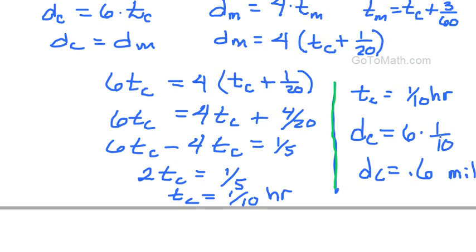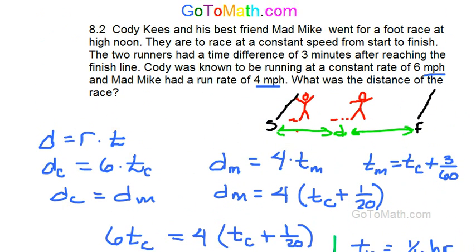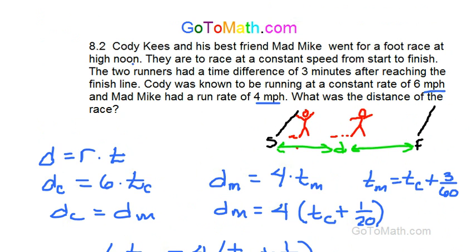And of course, 1/10 of an hour is, if you wanted to convert that into minutes, right? It'd be 6 minutes. You ran it in 6 minutes, and I guess Mike would have ran it in 9 minutes. Yeah, something like that. Anyway, but this is what we were looking for right here. Okay, interesting problem. One I just actually came up with.